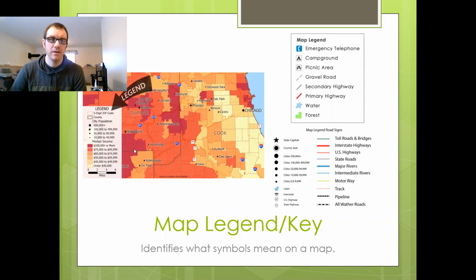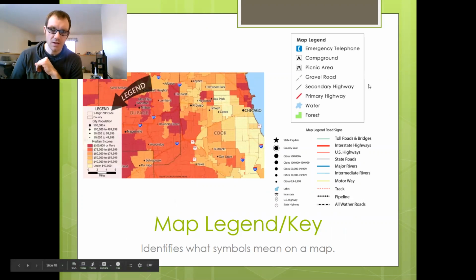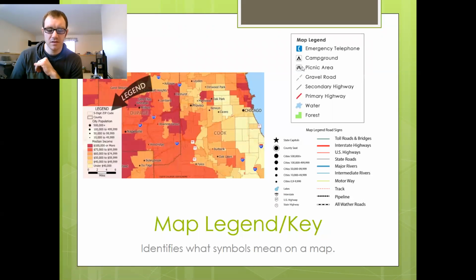Now, most maps will have a legend or a key. And here's your note for that section. It identifies what symbols mean on a map. So you may have a pretty basic one. Maybe if you're at a state park or a county park, you have something like this. They'll have these little symbols that tell you what to look for, okay?